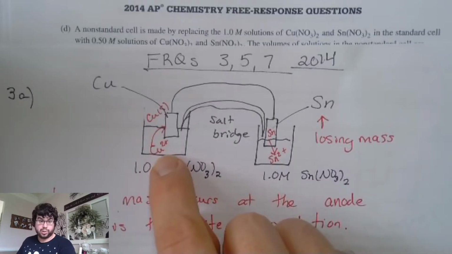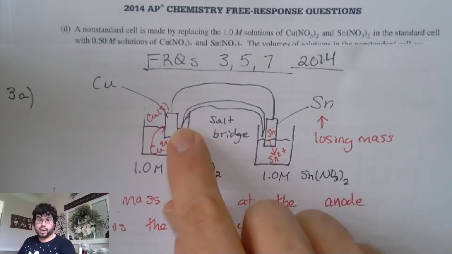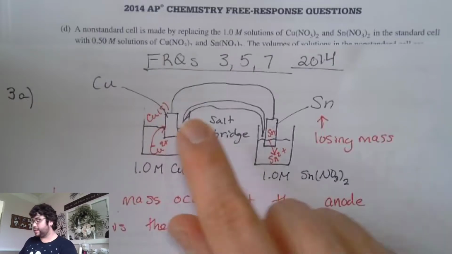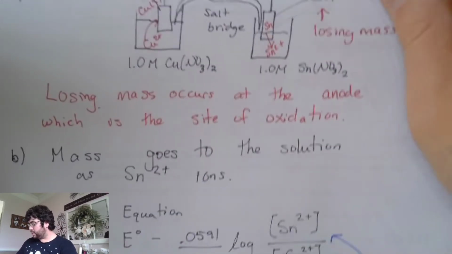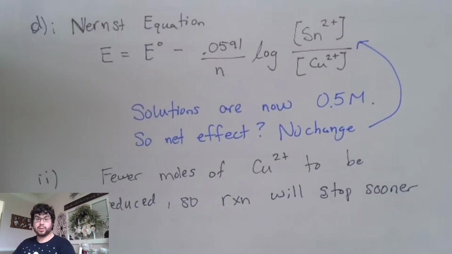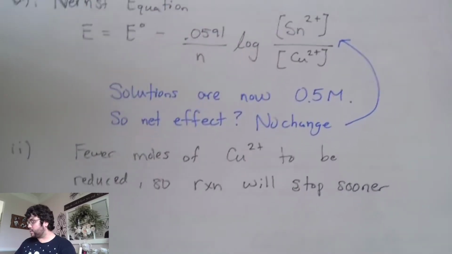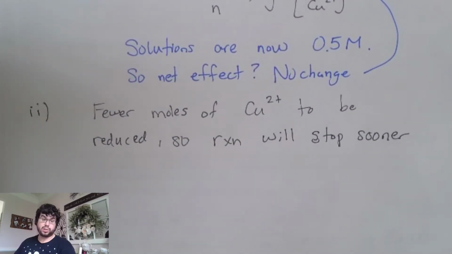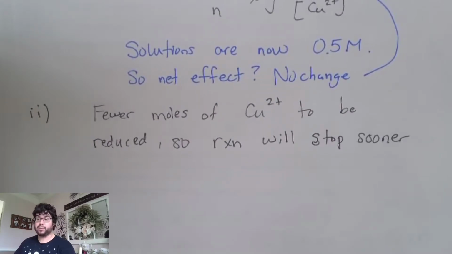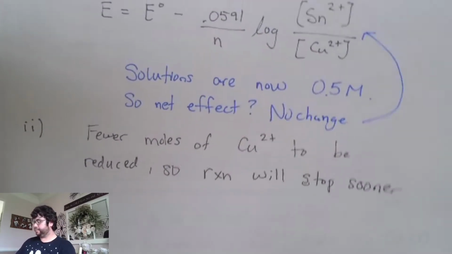We're going to run out of copper 2 plus on the cathode side because there's now only 0.5 moles of it as opposed to 1 mole of it like last time. So in this case, fewer moles of copper 2 plus will cause the reaction to stop sooner. So the device will be powered for a lesser amount of time in this case.